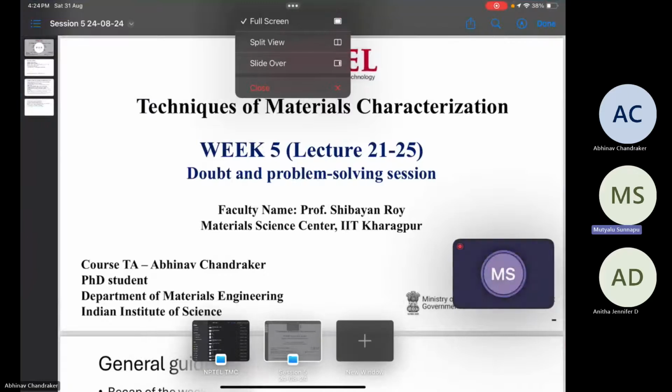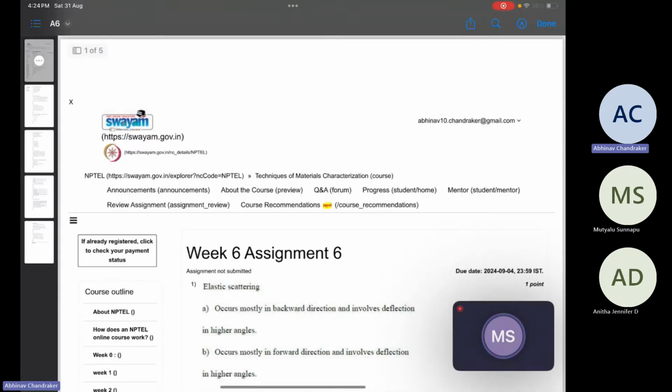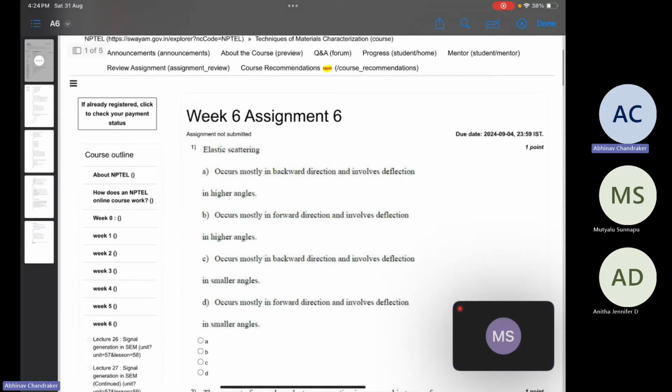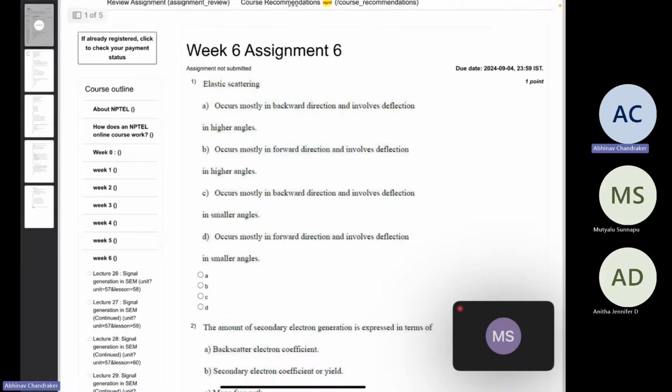This is week five, no? This week, I'll open the sixth week's assignment. This question is related to elastic scattering. If you have any idea about which might be the correct option, you can let me know.